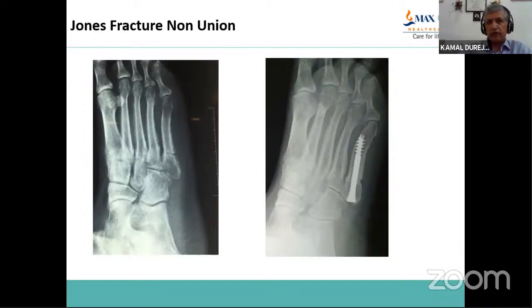The other midfoot injury, you can clearly see, of course, all the metatarsal injuries, but what is more important is not to miss a Jones fracture non-union, because this is the place where the fracture is very likely to go into delayed union and non-union, and then you can watch the progress of the fixation, whether your fracture has got united or not.